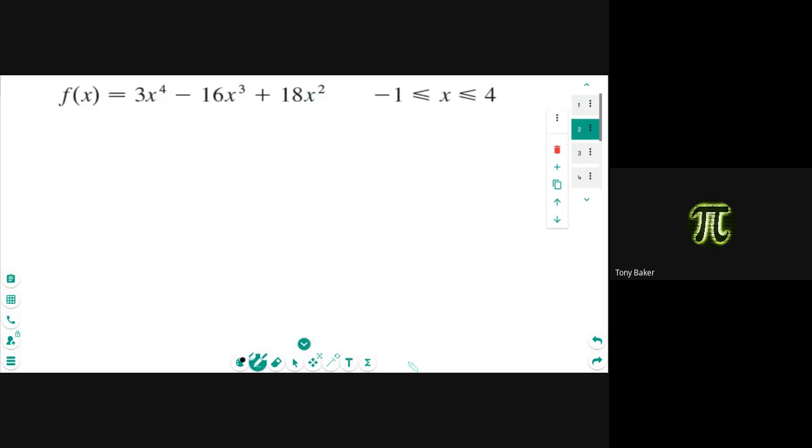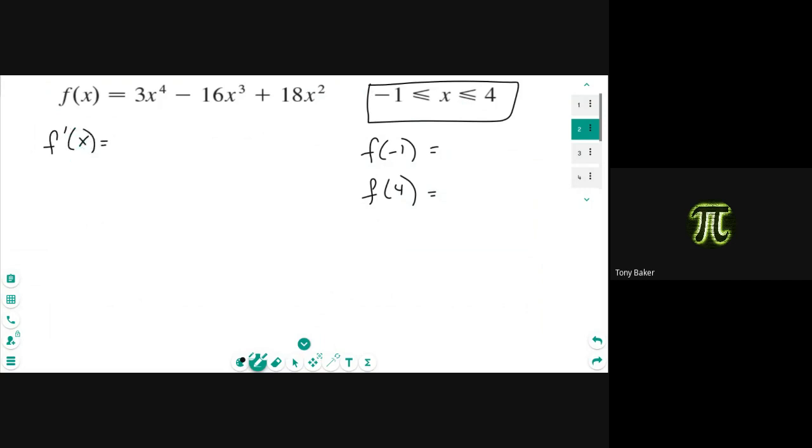All right, so let's look at this problem. Let's find our minimums and maximums for this. This one is on an interval. So we're going to test. We need to find those 2 endpoints as well. When we're looking at our interval, those 2 points are going to matter. But the next thing we want to find is our derivative. We can find those critical values. So what's the derivative of this? Well, it's 12x cubed minus 48x squared plus 36x.